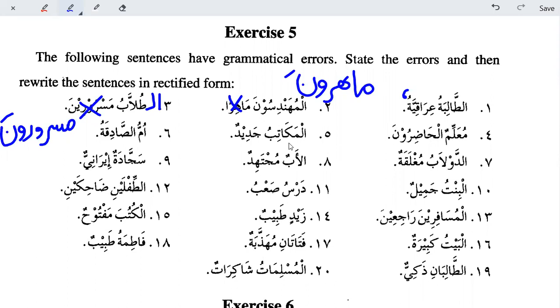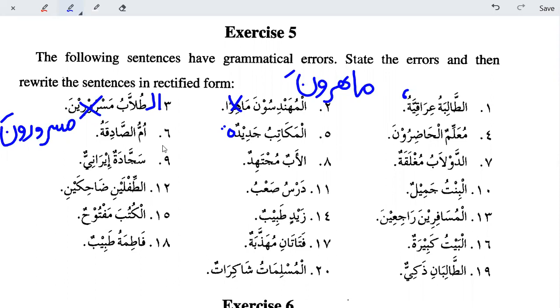Al-makatib jadid. Jadidatun. Makatib is non-intelligent, so we need feminine plural here. Jadidatun. Al-Makatibu Jadidatun. Next.